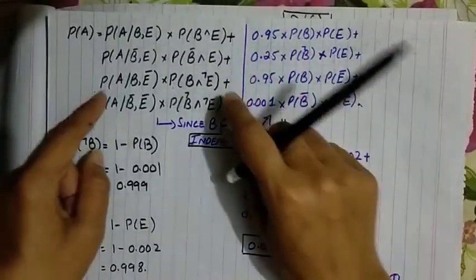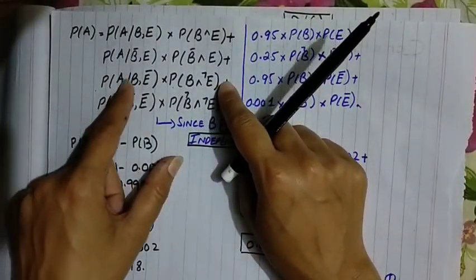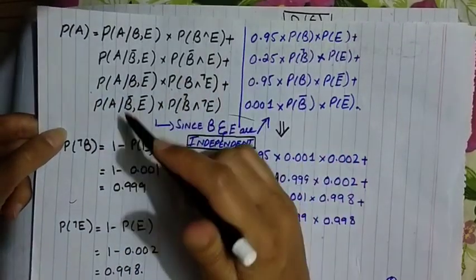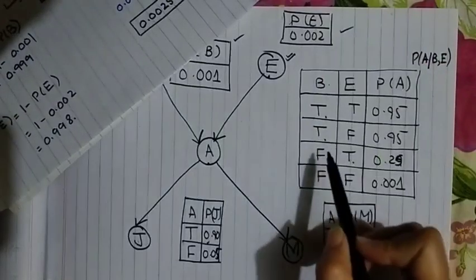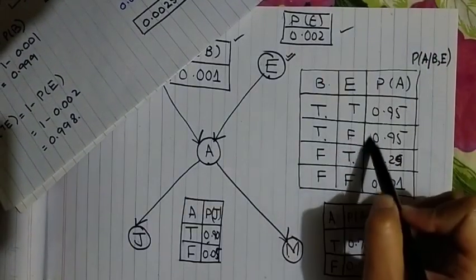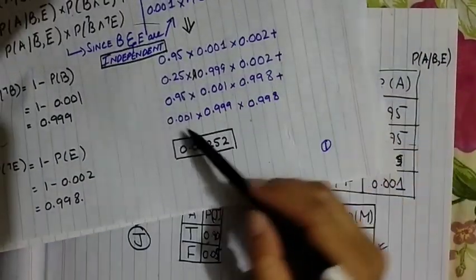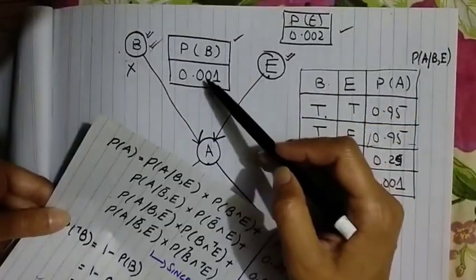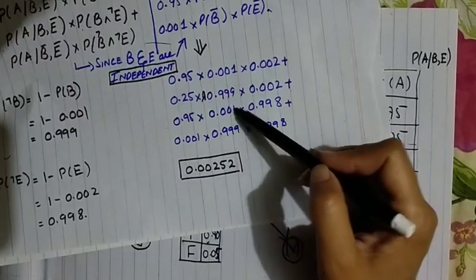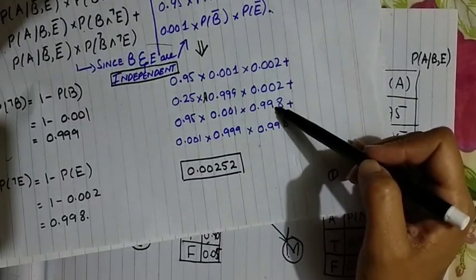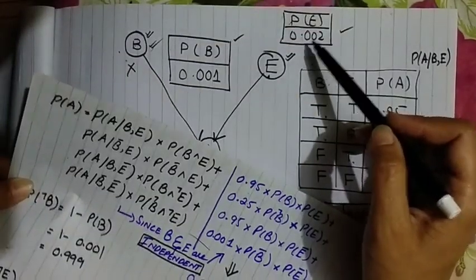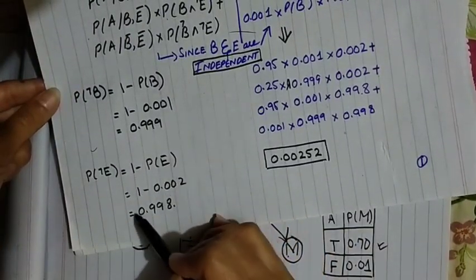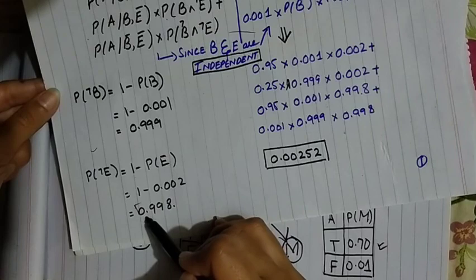Now just see for the third one, probability of a given that b, not e. It means b should be true, e should be false. B is true, e is false, so the value is 0.95. Again for the true statement it's 0.001, but for e it's the false statement, we had it as true. So again I will find the value according to this particular formula, and that is equal to 0.998.